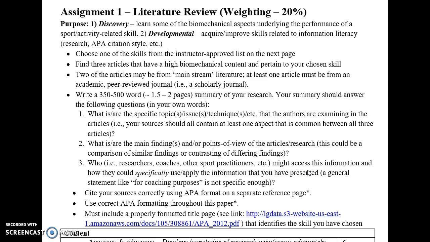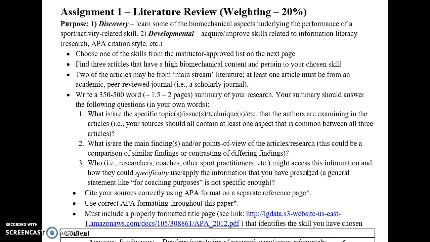They don't have to be articles. They could, or at least not all articles. They could be online websites. It could be a blog. It could be a media or news type of source or a book. One of them, however, does need to be an academic peer-reviewed journal article. And then the other 2 may be something that's a little bit more mainstream.